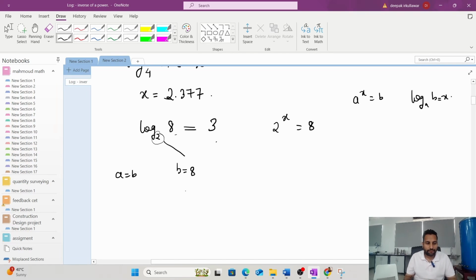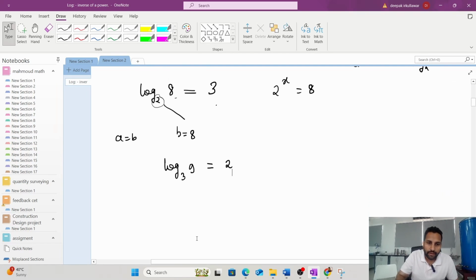Similarly, you can do it for a few other questions. Say, suppose log₃ 9. So what to the power of 3 will give you 9? That is nothing but 3 squared, right? That is 3 to the power of 2.